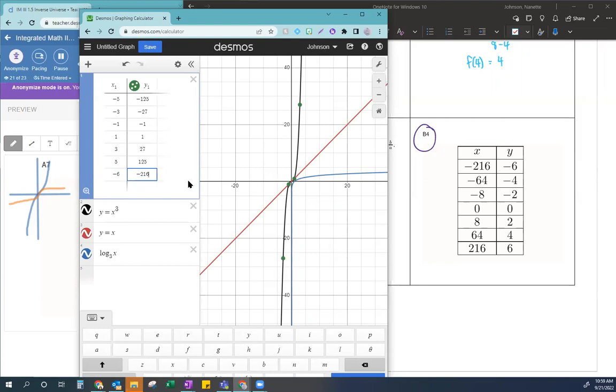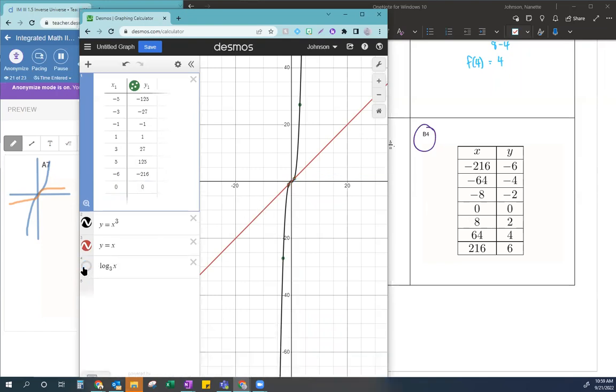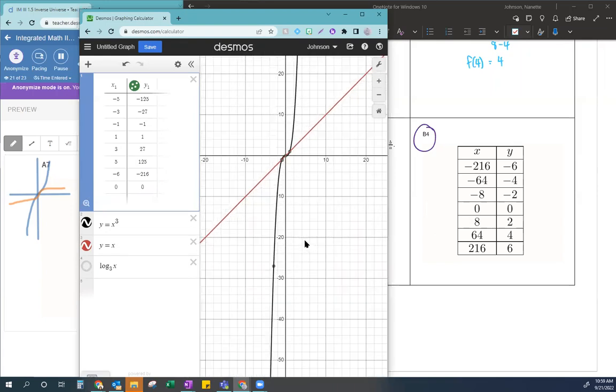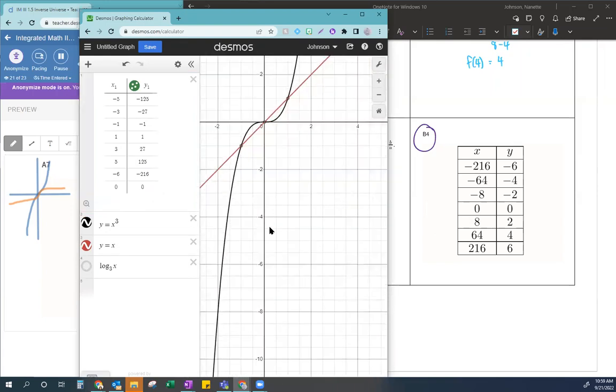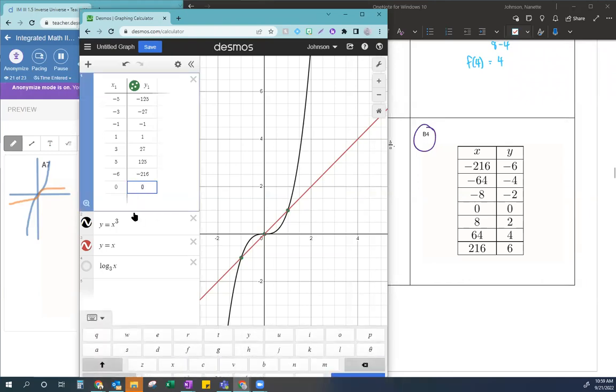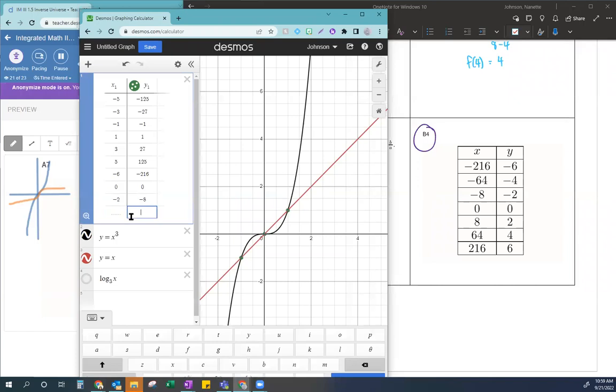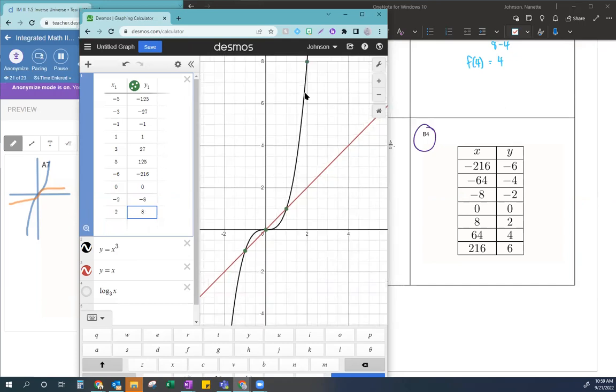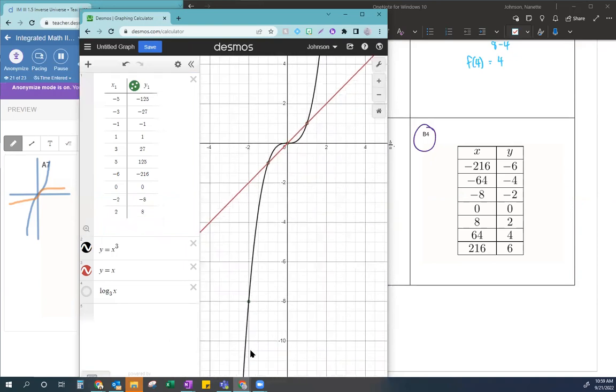Wait, that one's too far off the graph. Let me choose a couple back over here. Let's go 0, 0. Oh, look, 0, 0 is on that curve right there. That looks pretty good. Okay, let me try this one, -8 and -2. So -2 and -8, as well as 2 and 8. And then let me zoom out, oh yeah, look, it's right there.